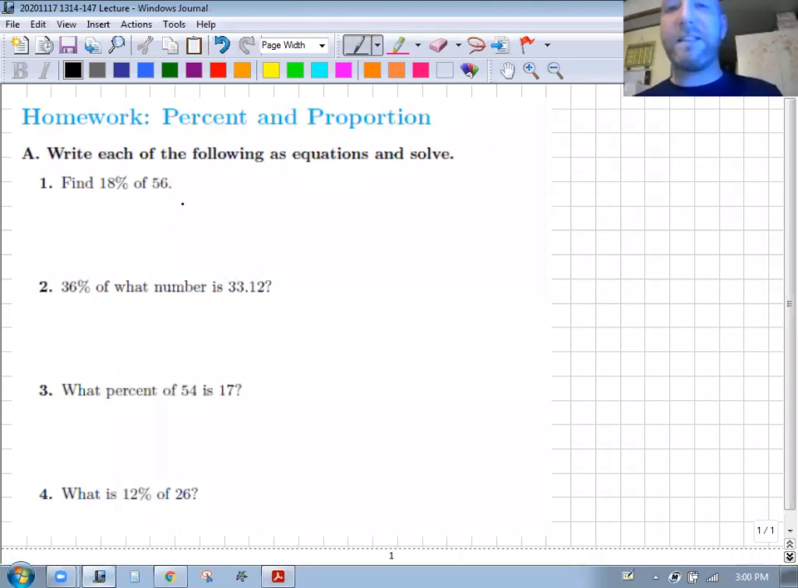All right, if we want to find 18% of 56, take 56 and multiply it by 0.18. Let's see, which would be 56 times 0.18. I'm getting 10.08.